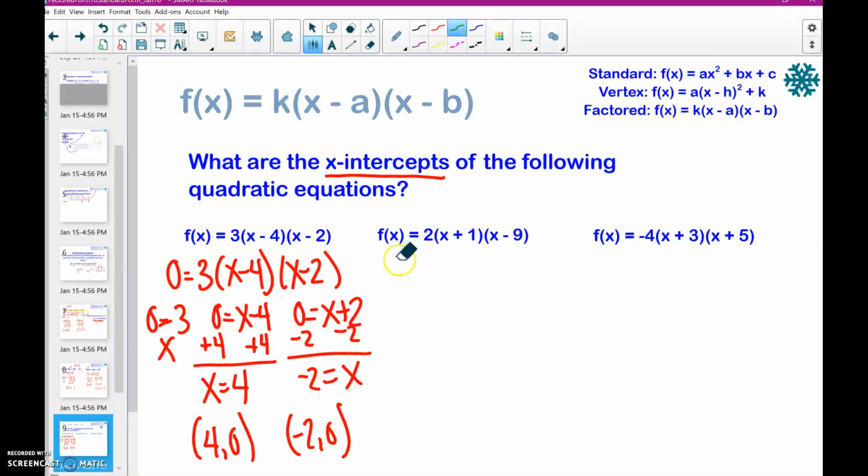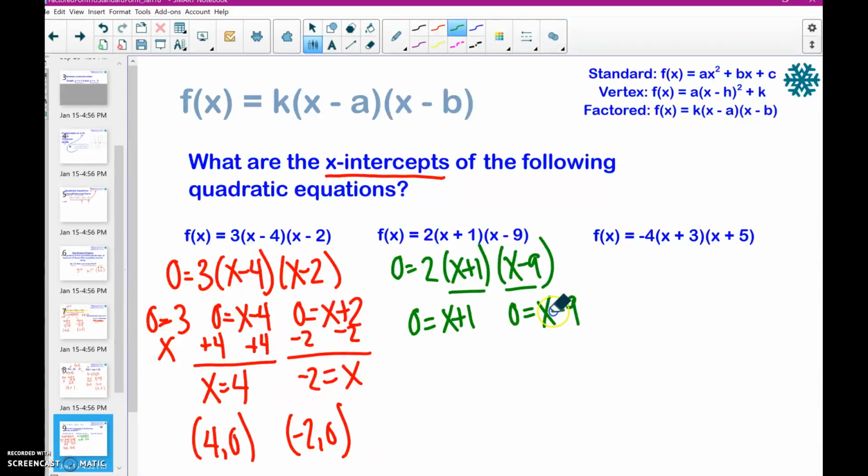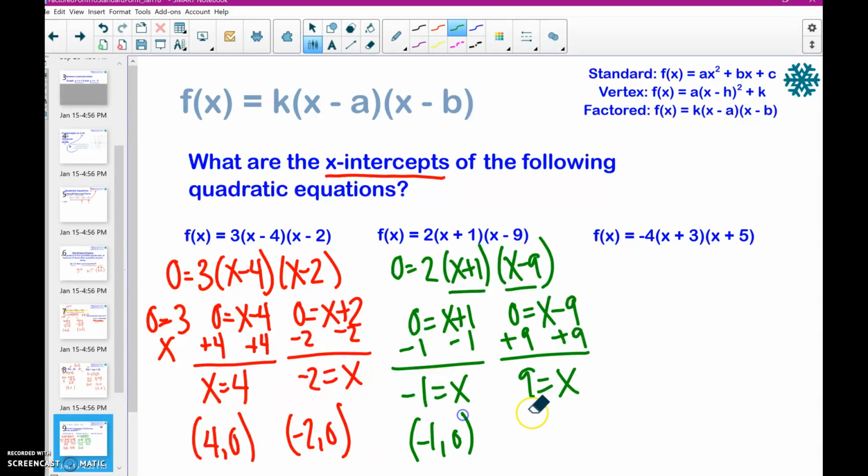Let's try this one. I already know if I set this equation equal to 0 that I don't really need to worry about this 2 here because 0 does not equal 2. So I'm just going to look at where I have possibilities to get an x-intercept. So here I'm going to set 0 equal to x plus 1 and 0 equal to x minus 9. So I subtract 1 on both sides. Here I'm going to add 9 on both sides. And again, all I'm doing is solving for x. These are basic one-step equations you've been doing since 7th grade. Negative 1 equals x, and on this side 9 equals x. So that means my 2 x-intercepts are negative 1 comma 0 and 9 comma 0.